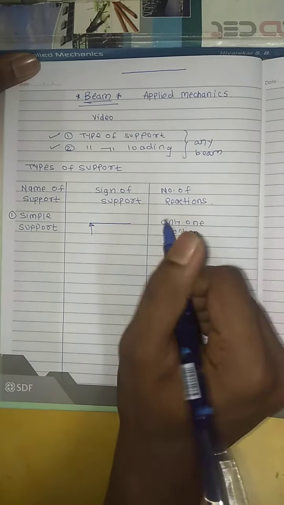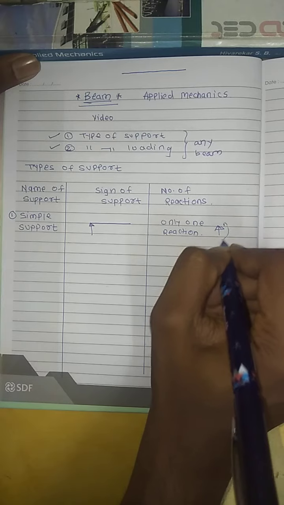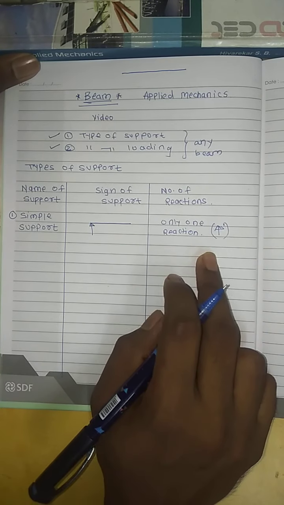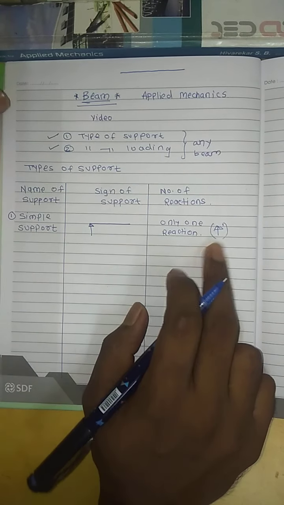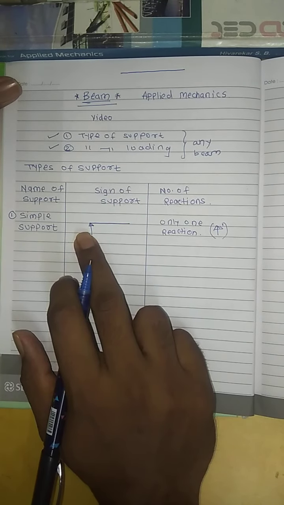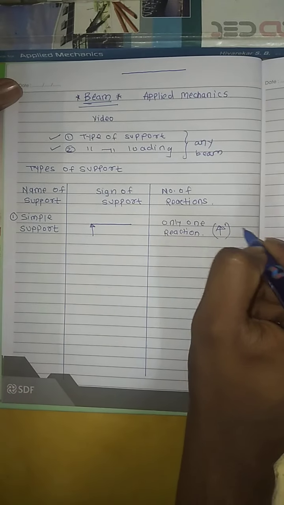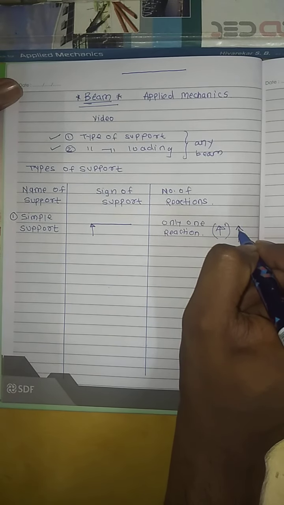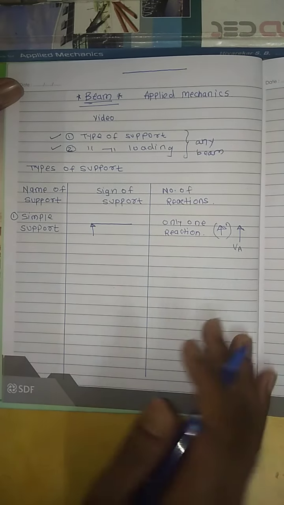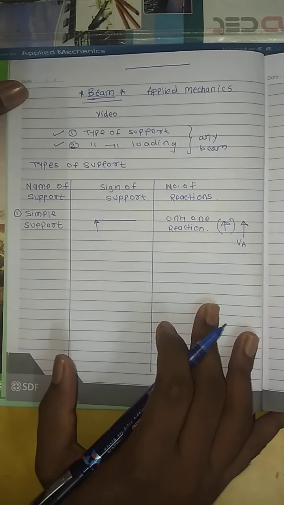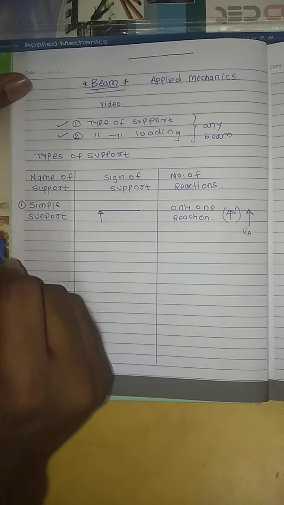Okay, and the reaction is vertically upward. Here we are assuming the sign upward, it may be downward. That we will see later, but remember, a simply supported beam has only one reaction. When there is simple support, there will be only one reaction, and that reaction is upward. We call it VA or RA, depending upon whatever name you give it. Okay, this is the first support that we call a simple support.